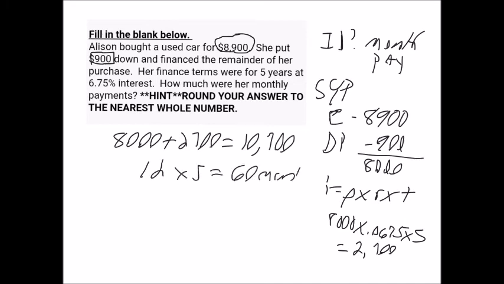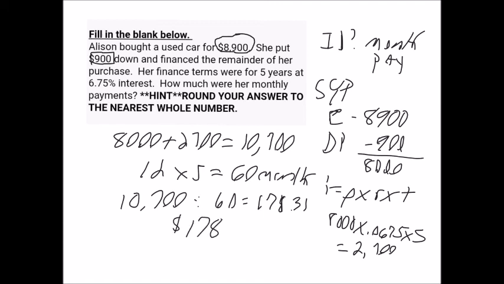And then all you're going to do is simply divide 10,700 divided by 60 months to find out the monthly payment. You're going to get 178.33333. And so again, we have a hint here telling us to round your answer to the nearest whole number. So then we're just going to put our monthly payment is $178 rounded to the nearest whole number.